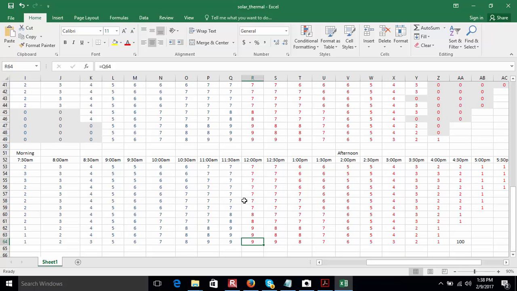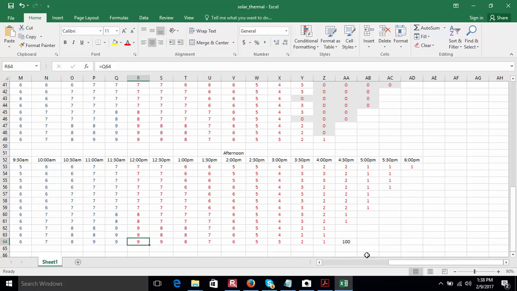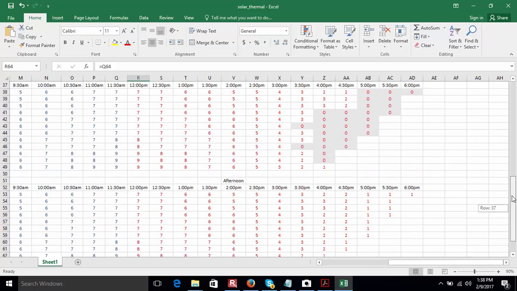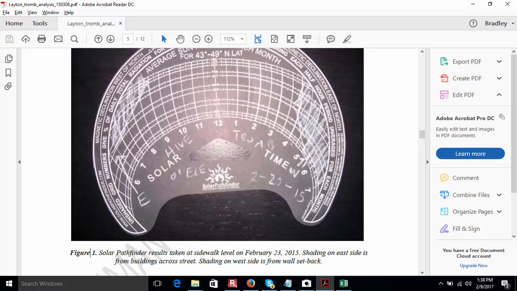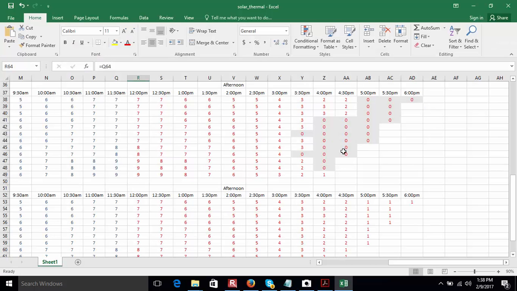So this is sort of the raw data from the Solar Pathfinder. I actually built this thing myself. I just copied it right in. And then from there, all I did was go back to my figure. Wherever I blacked it out, I just did the same thing on my Excel spreadsheet and put a zero in there. But otherwise, I just copied and pasted.